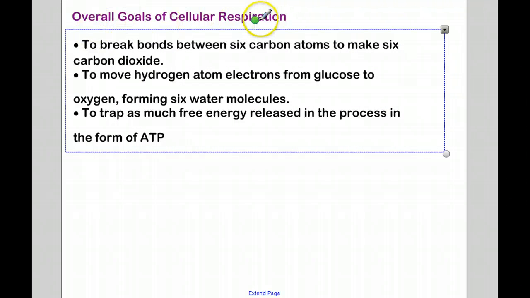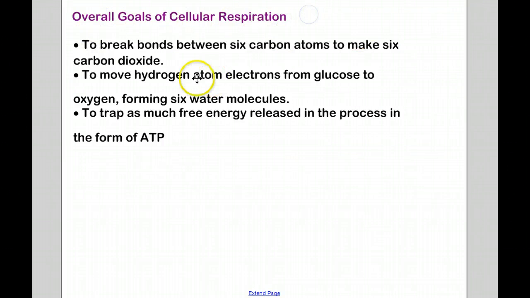So here we go, overall goals of respiration. To break bonds between 6 carbon atoms. This is, let's put it in here so you know why this is here. Remember, glucose is the most common item to enter glycolysis. So the 6 carbon atoms that we're starting with are mostly from glucose, or almost always from glucose. So we want to break the bonds of glucose.